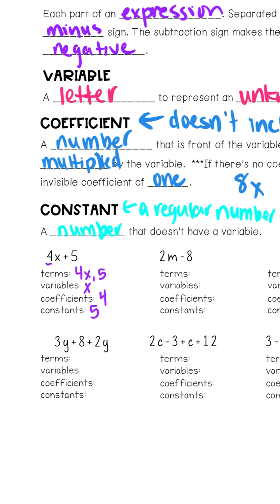This next one. Remember, the terms are separated by the addition or subtraction sign. Remember when I said that the subtraction sign makes the term negative? If I cut this apart, here are the two terms. Notice that says 2m and that says negative 8, because I could essentially make that 2m plus a negative 8. So your terms are 2m and negative 8. The variable would be m. Your coefficient is 2 because that's the number in front of that letter. And the constant is negative 8. It's not just 8, it's negative 8.